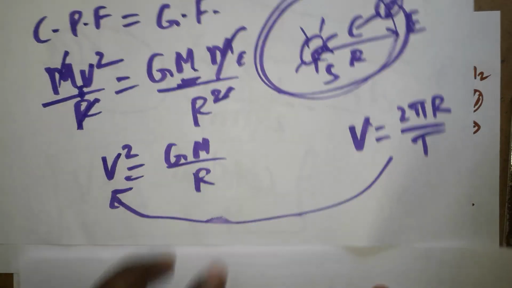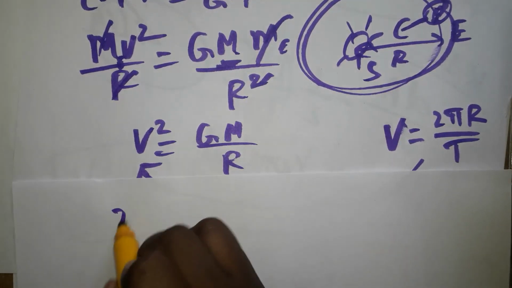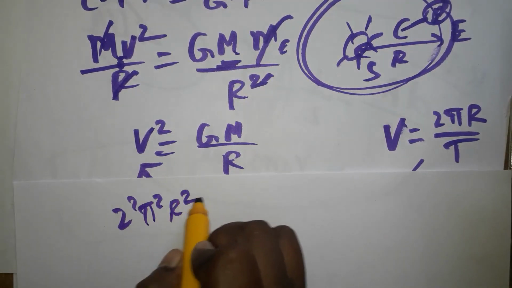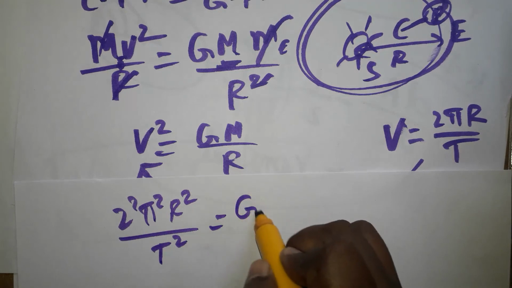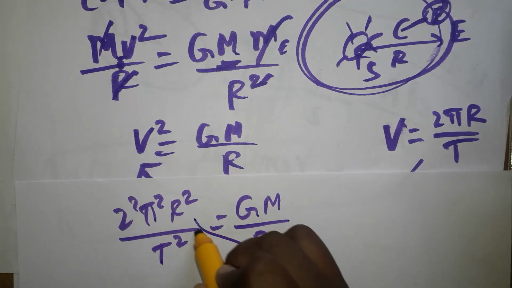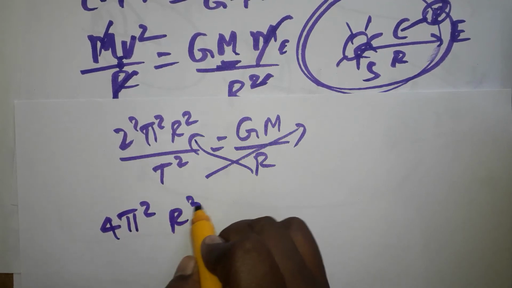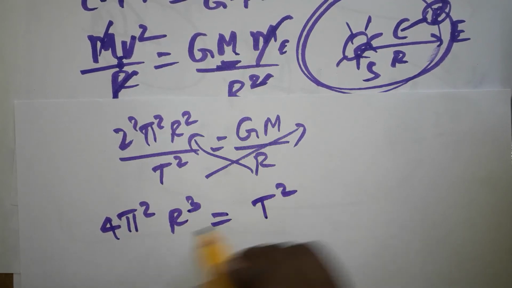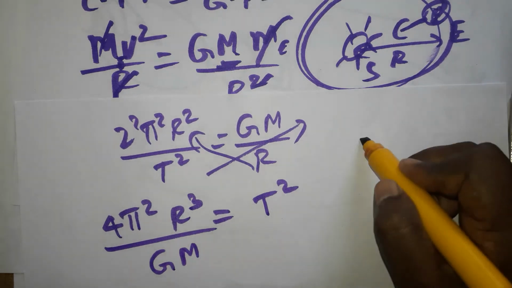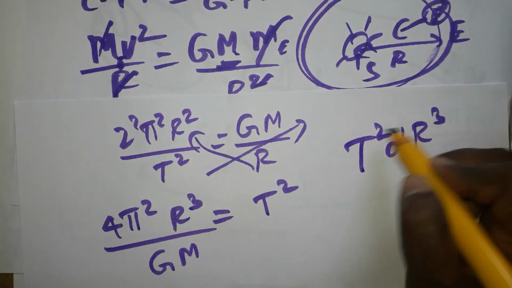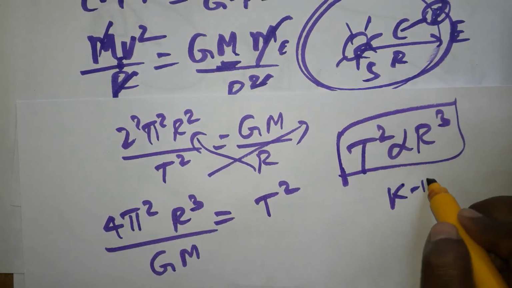It's the third law. So v square is 4 pi square r square divided by T square, which is equal to GM divided by r. Taking r to this side and T to this side, it's 4 pi square r cube is equal to T square times GM. So T square is directly proportional to the cube of the radius. It is a representation of the third law.